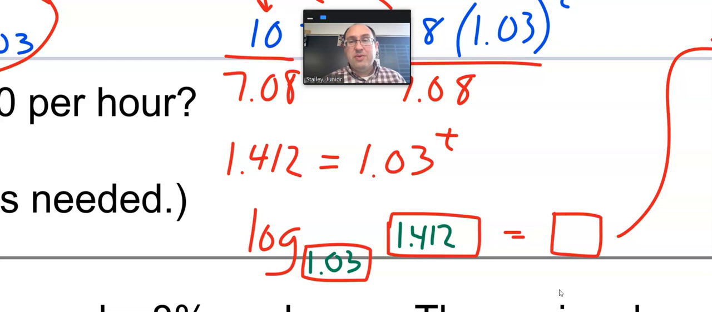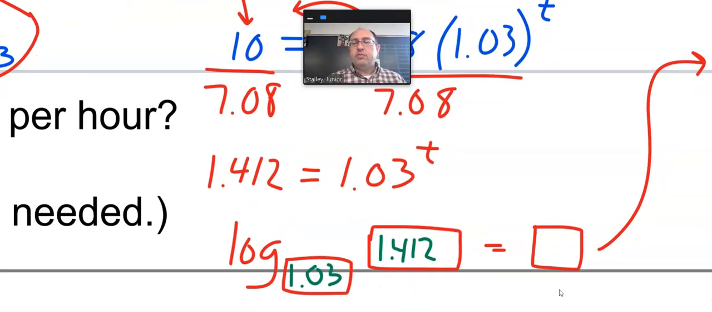Then, guess what we're doing? We're changing it to logs. Anytime you don't know the exponent, you've got to change it to logs. Don't sit there and go, well, let's just take the teeth root. What exactly is the teeth root? I don't know, nor do you. So we change it to logs, right? The base is 1.03.